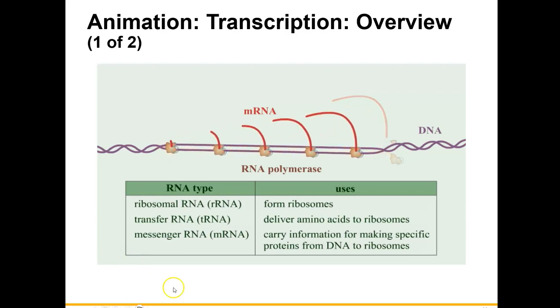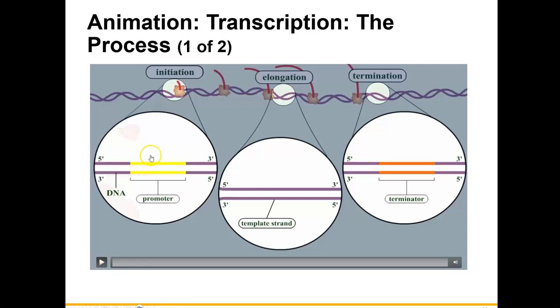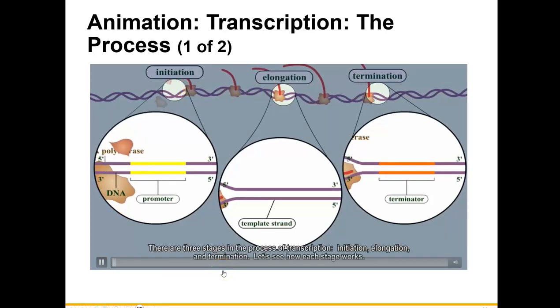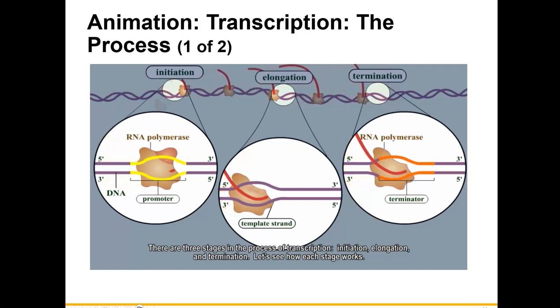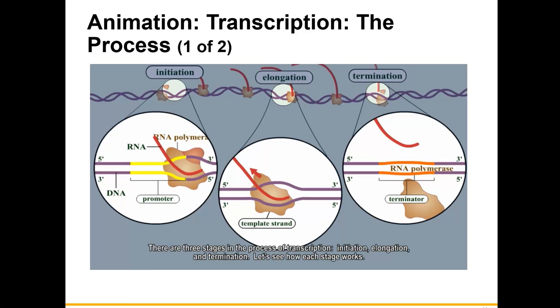Okay, so that's just an overview. And then this one gets a little bit more into the actual process. And again, these videos, so you can listen to them, are on the SMORE. Most of them are, not all of them, but the important ones are. There are three stages in the process of transcription: initiation, elongation, and termination. Let's see how each stage works.